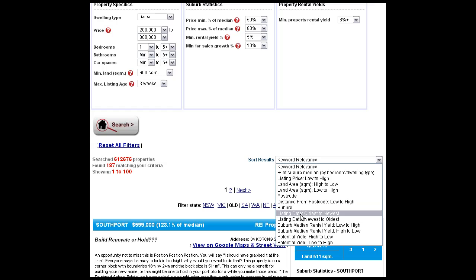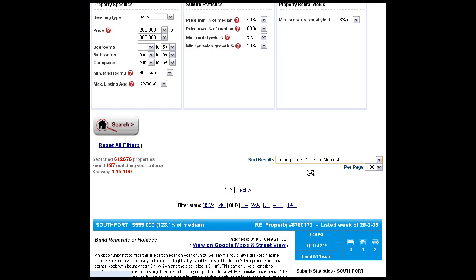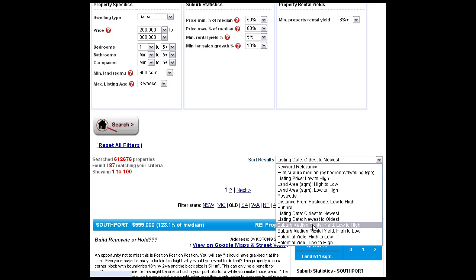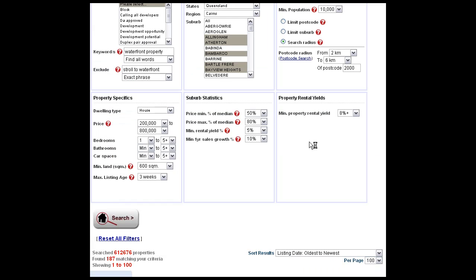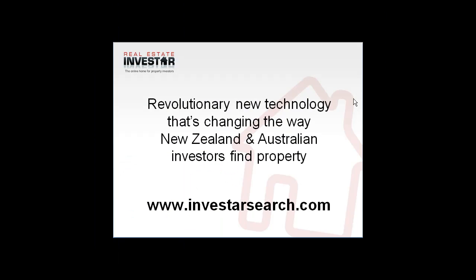We can filter by the listing date. This is a really helpful feature. You won't find the listing date of a property in a normal listing site, because we capture that date when we import the property into Investor Search. We can then tell you how long it's been on the market. So that's kind of helpful as well. And there's some other filters you can use there around median rental price and potential yield and stuff like that. So that's the filter tutorial for the dashboard.